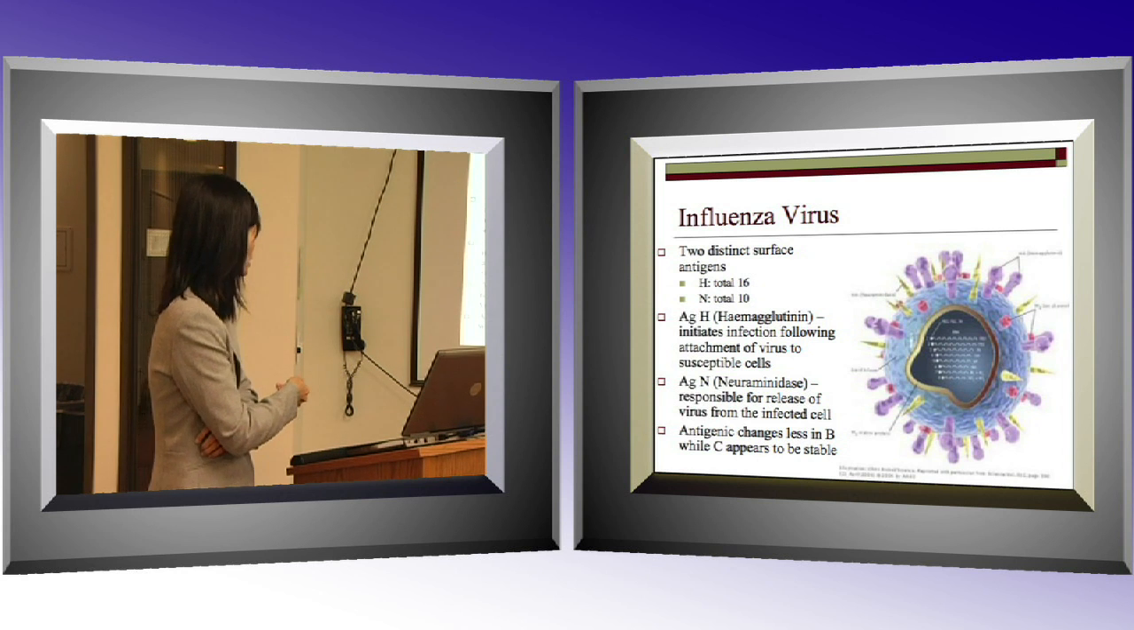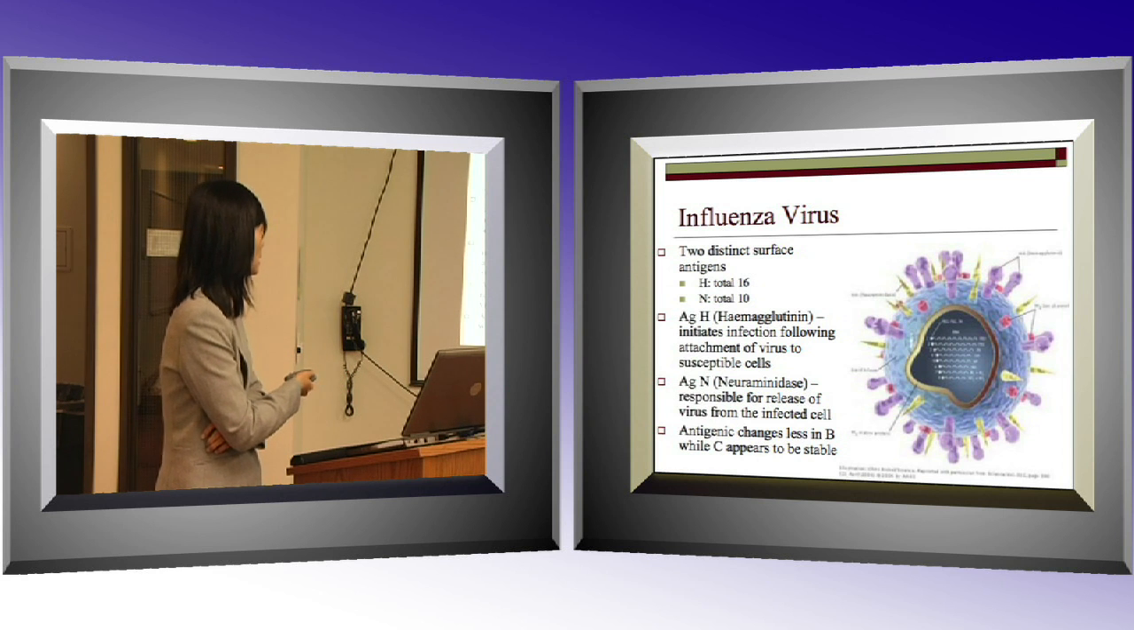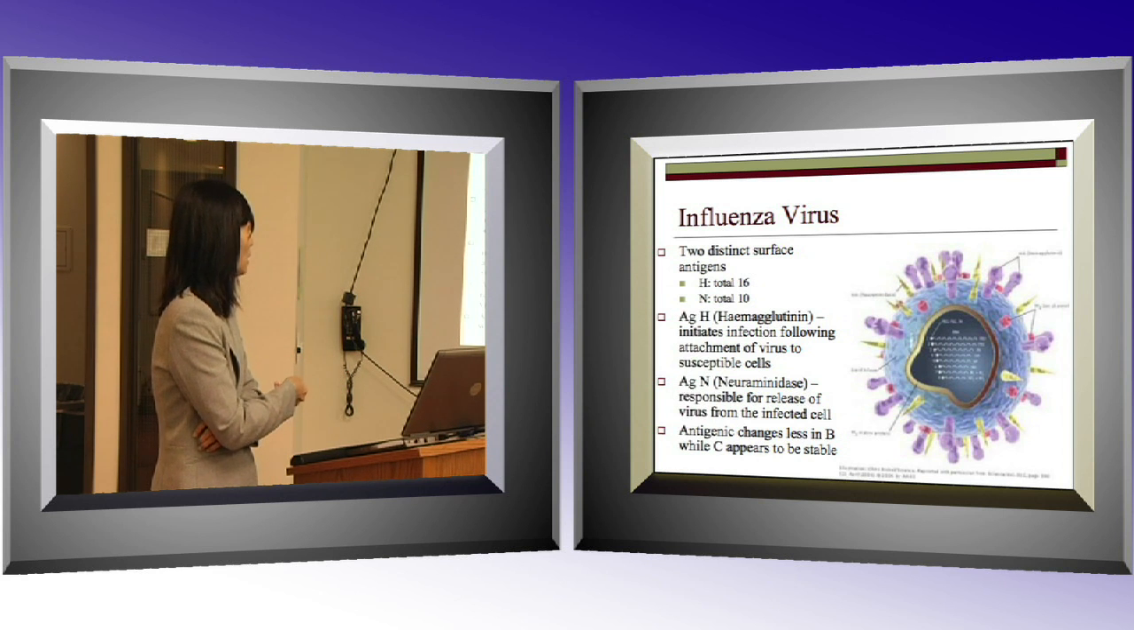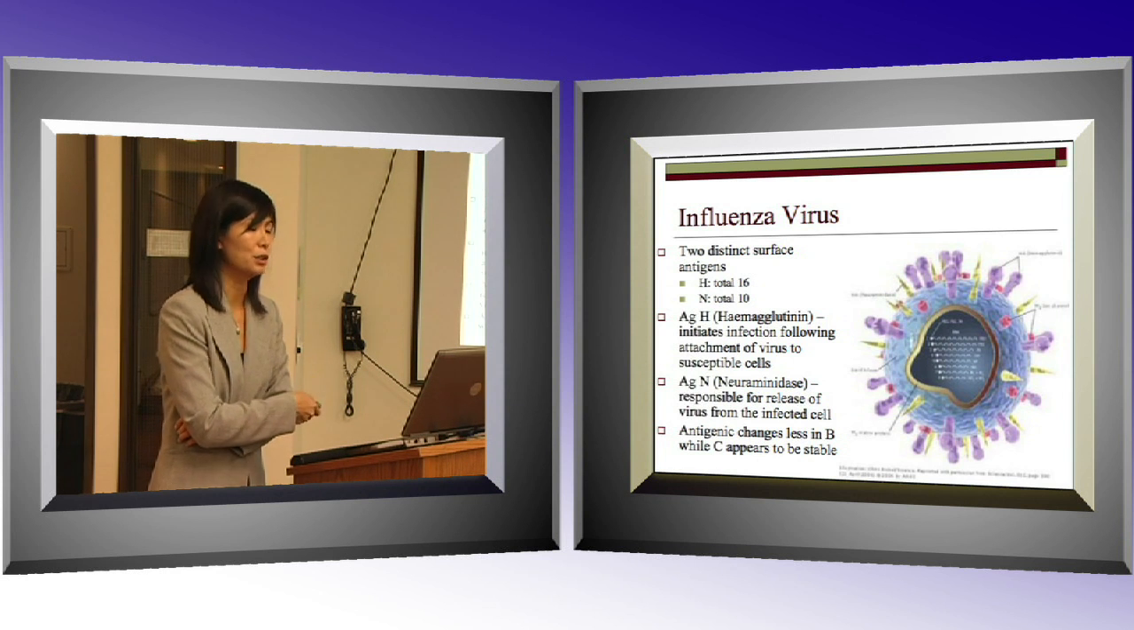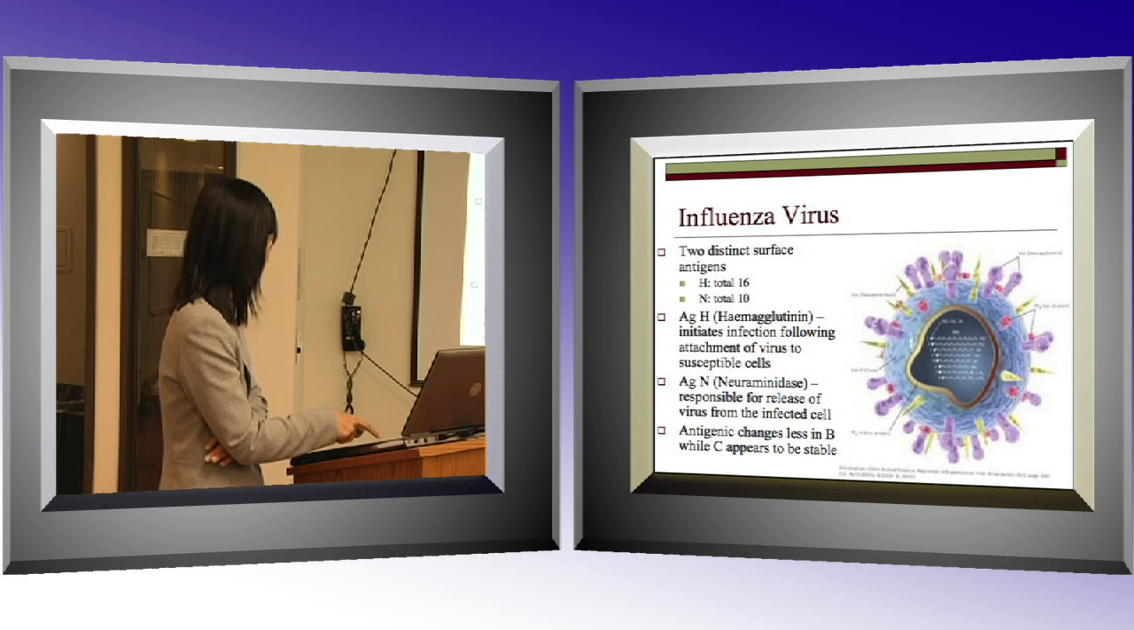Okay, and then antigenic changes are less found in types B and C. And of course, the C type appears to be stable. It's not very common as compared to type A and B.